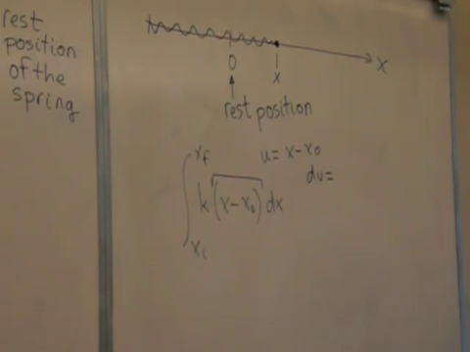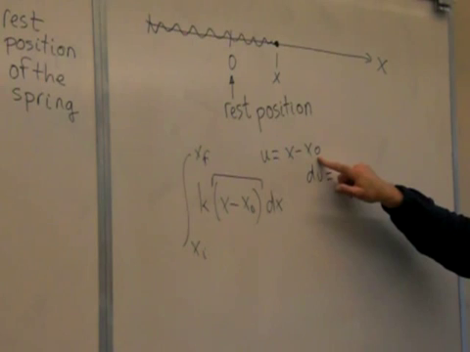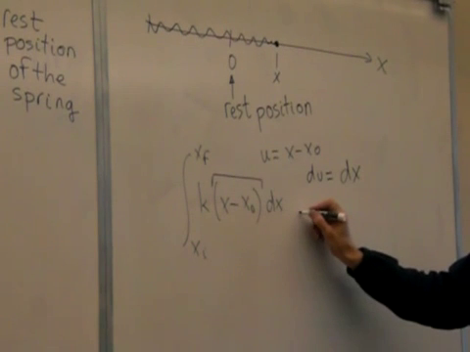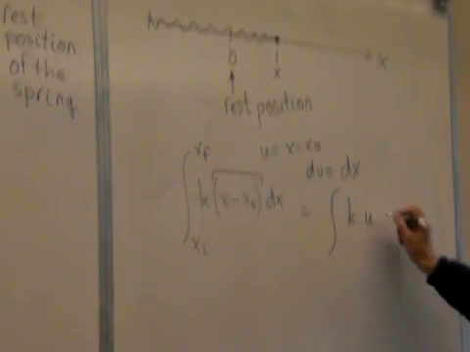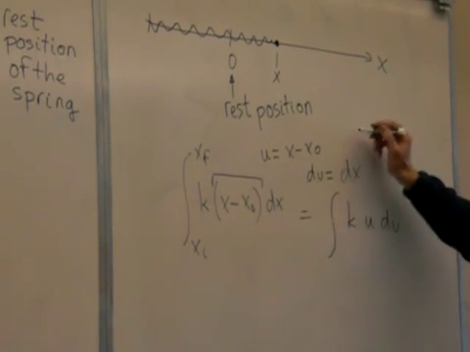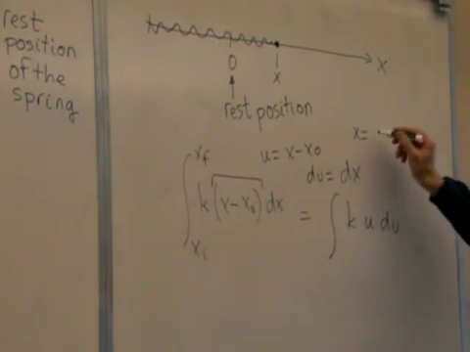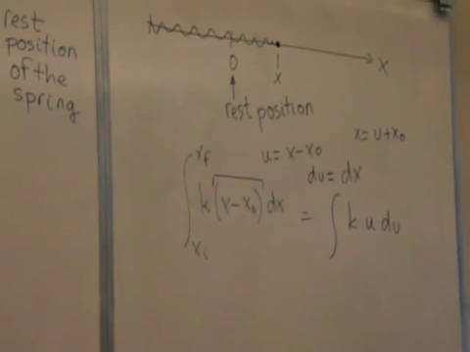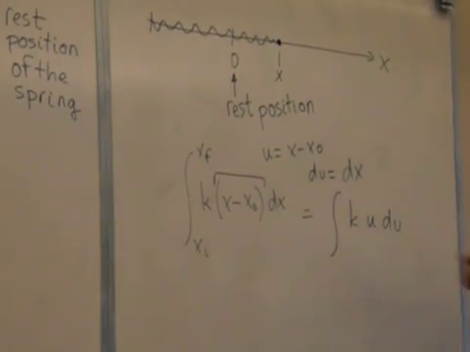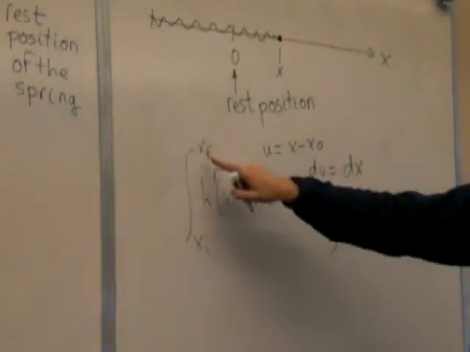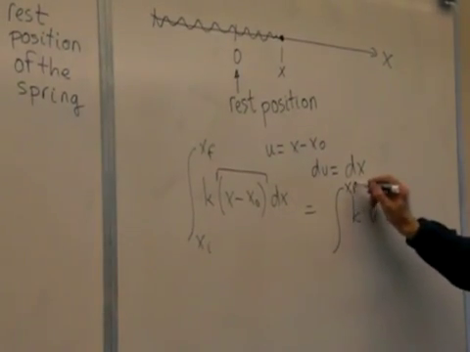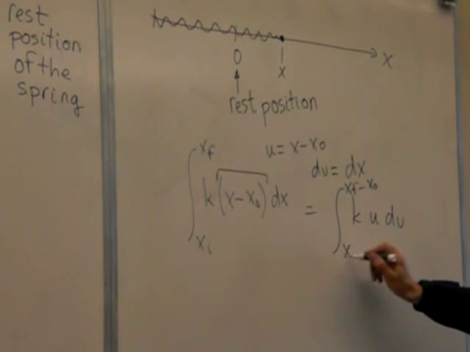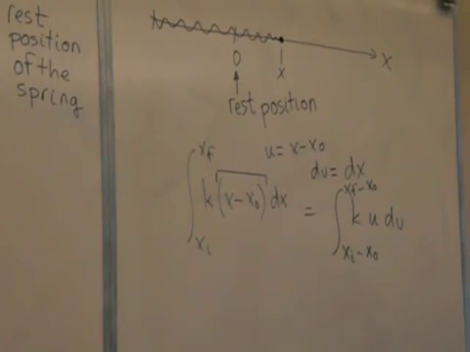Du is dx. For x naught, yeah, x naught is a constant. So it would be just dx. So you see that this integral can be rewritten as k u du. And now the bounds would be, well, you have x is equal to now u plus x naught. Well, I can just leave it this way. U is equal to x minus x naught, I didn't need that. So when you have here x final minus x naught, that would be our u final. And u initial would be x initial minus x naught.